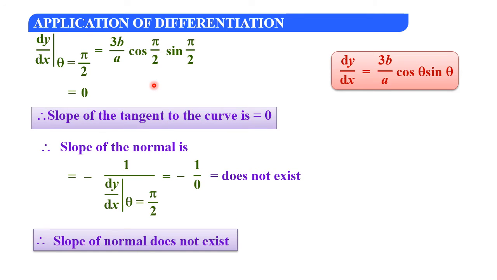So when you will be finding the slope of the normal to the curve, first of all you find the slope of the tangent, afterwards we can easily find out the slope of the normal. Now 3b divided by a cos pi by 2 into sin pi by 2, as you are now substituting the value of theta. Sin pi by 2 in the sense 1, but cos pi by 2 in the sense 0. 0 full term is how much? 0. So the slope of the normal is minus 1 divided by dy by dx at theta equal to pi by 2, so minus 1 divided by 0, it is infinite, does not exist. So this is the slope of the normal to the curve.